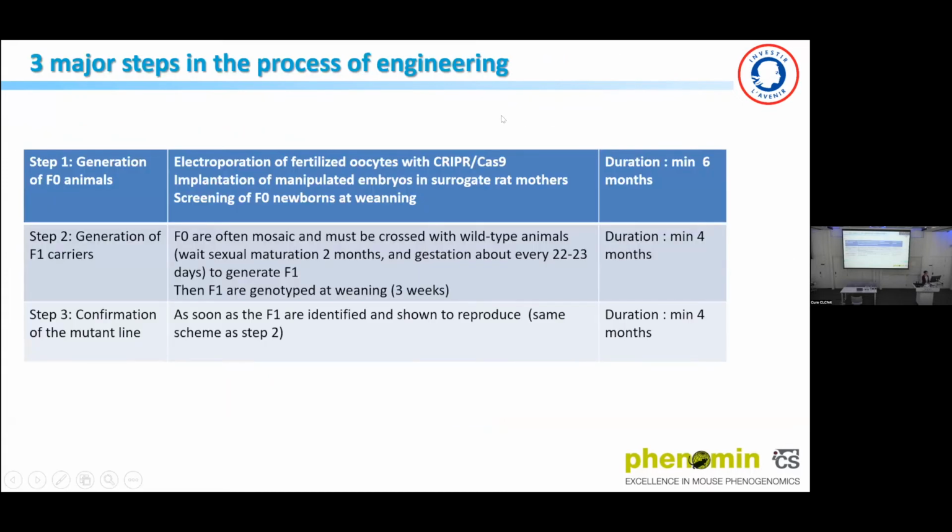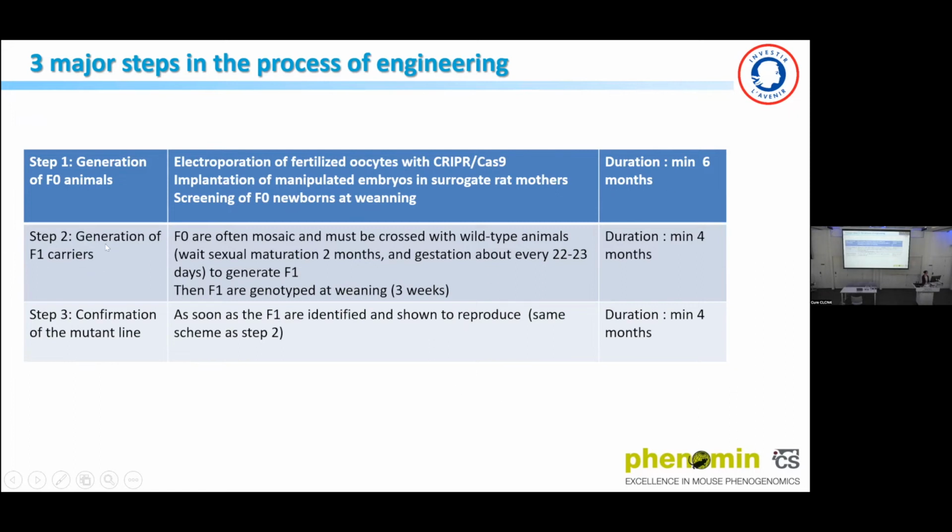These are the three major steps in the process of engineering. First, the electroporation of the single-strand oligonucleotide together with the Cas9 enzyme complex into the fertilized oocytes of rats, then implantation of the manipulated embryos in the rat mothers, and then screening of the F0 newborns at weaning. This will take at least 6 months.